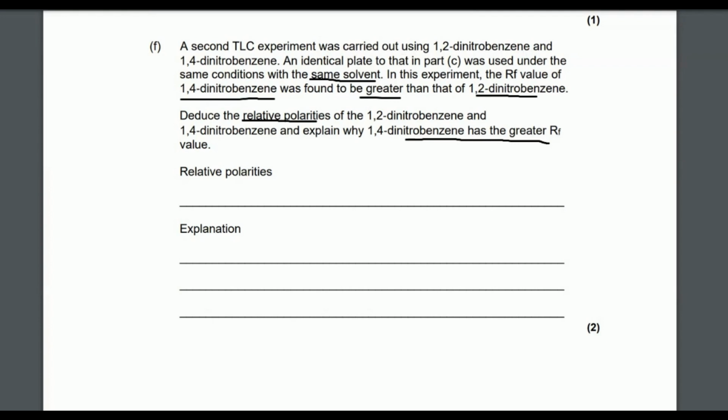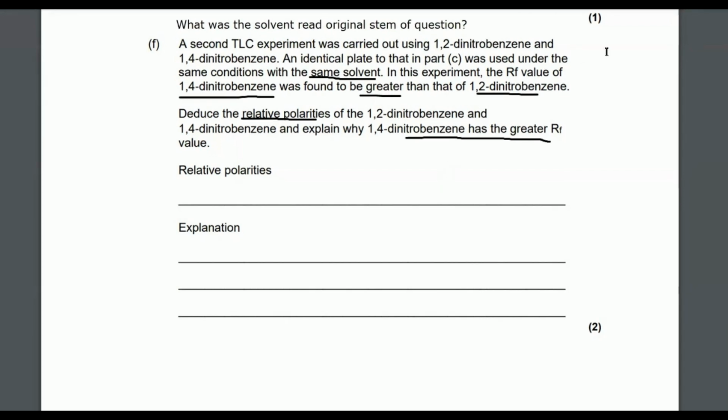Deduce the relative polarities of 1,2 and 1,4-dinitrobenzene and explain why 1,4-dinitrobenzene has a greater RF value. Well, let's think about the solvent here. The solvent is hexane. What do you know about hexane? What's its molecular formula? Well, you should know hexane has the molecular formula C6H14, as it's an alkane, C_nH_(2n+2).